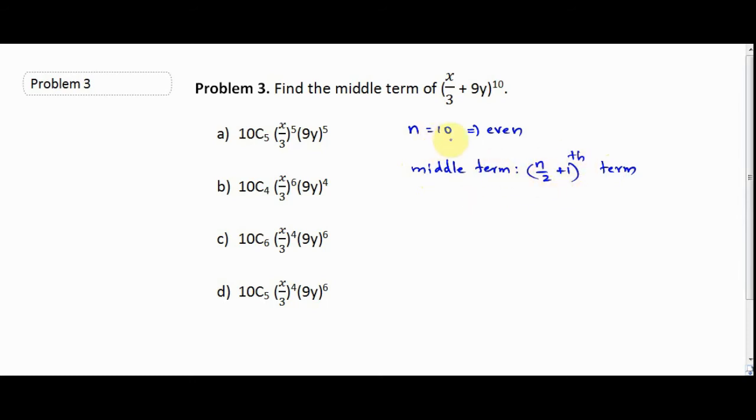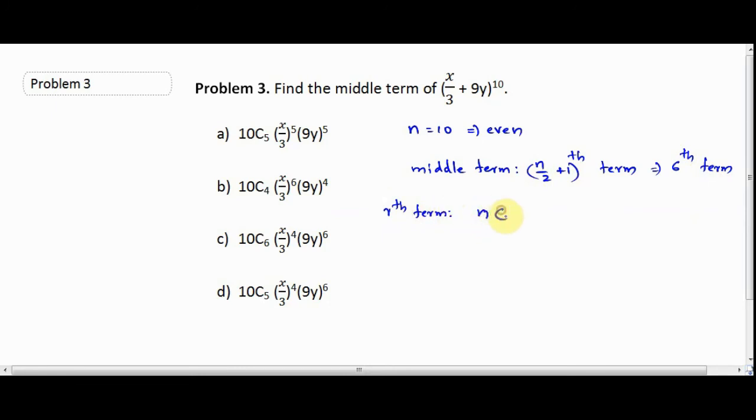So here the n value is 10. Therefore the (10 by 2 plus 1)th term will be the middle term. That means the sixth term in the expansion will be the middle term. Now we know that the rth term in the expansion is given by nC(r minus 1) (x by 3) whole raised to (n minus (r minus 1)) into (9y) raised to (r minus 1). Here the n value is 10 and the r value is 6.